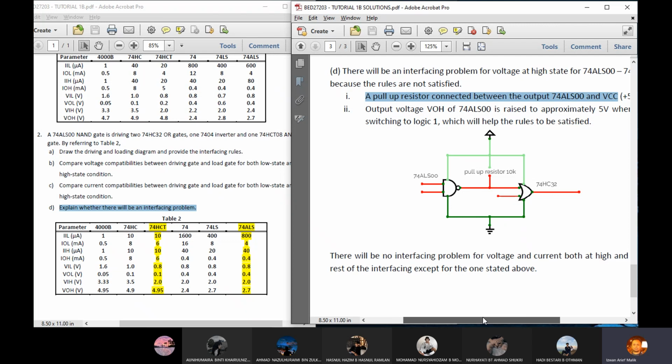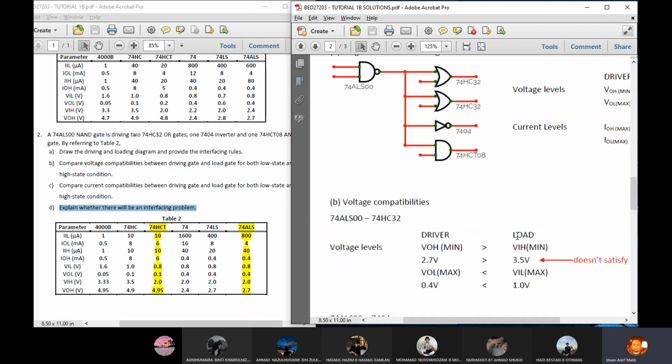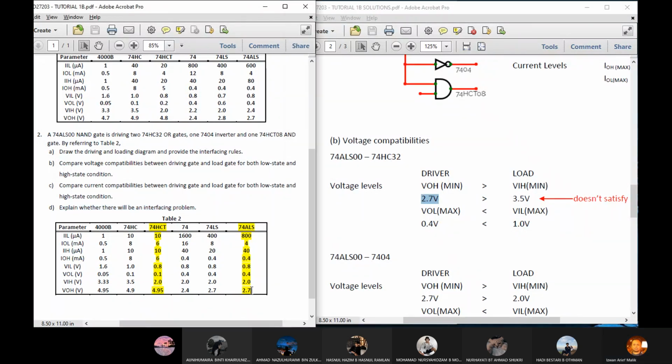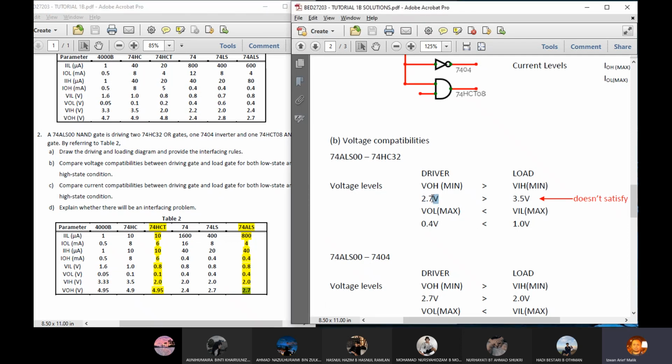Okay, so which will have the rules to be satisfied. So apa maksud dia? Sekarang kita tahu nilai dia adalah 2.7, this one. Okay, so bila kita guna 10K pull up resistor dan connectkan kepada VCC, bila output dia 1, this value of 2.7 volt will be increased to approximately become 5 volt. So daripada 2.7 dekat sini jadi nilai dia 5.